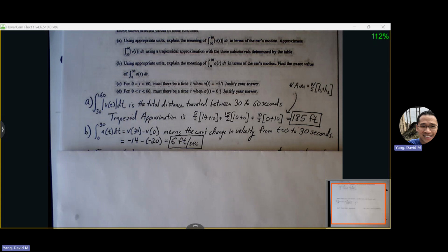So at 30 seconds, the velocity is negative 14. Then velocity at 0 seconds is negative 20. So the difference between them is 6. Any questions so far, A and B?